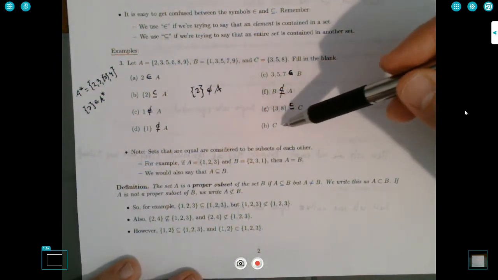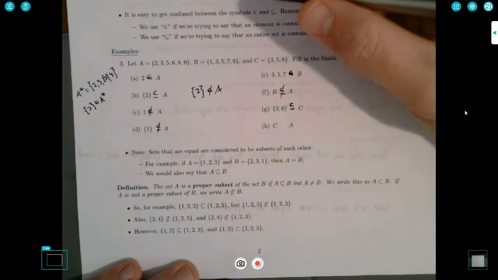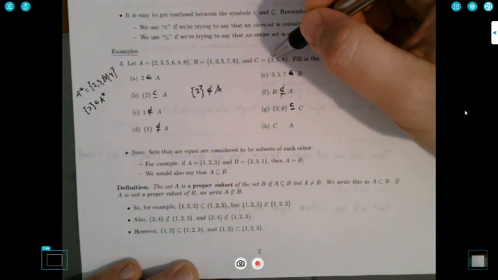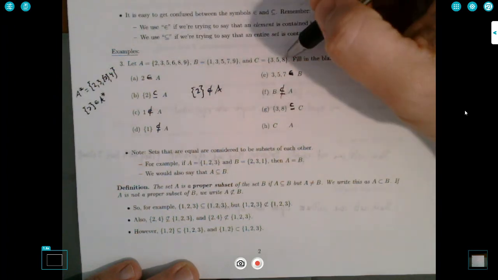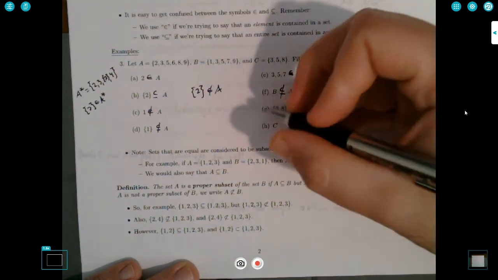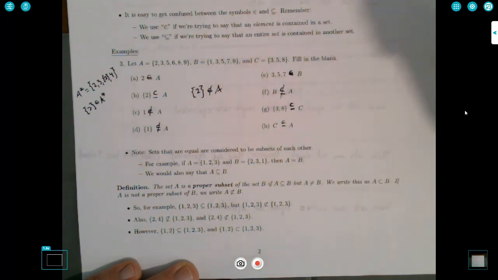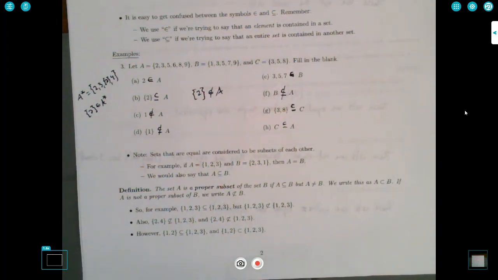Okay, and then finally we're comparing C and A. So 3 is in C, it's in A. 5 is in C, it's in A. 8 is in C, it's in A. So C is a subset of A. Okay.